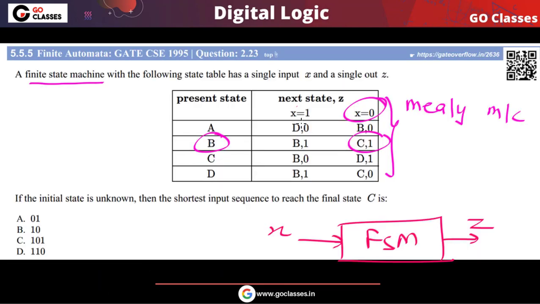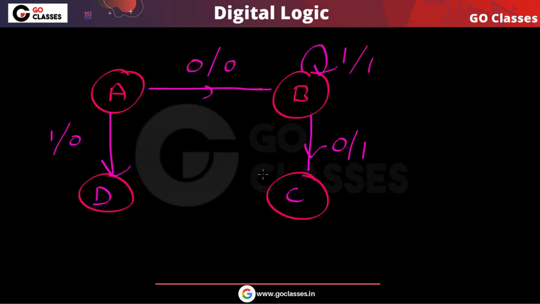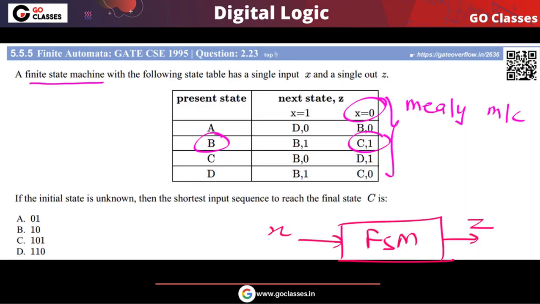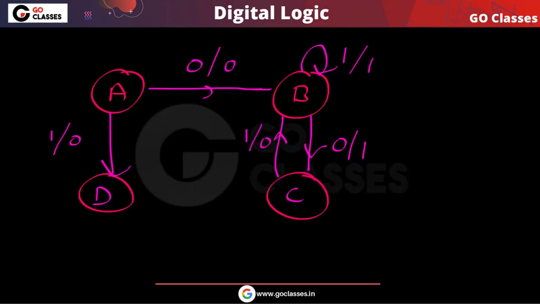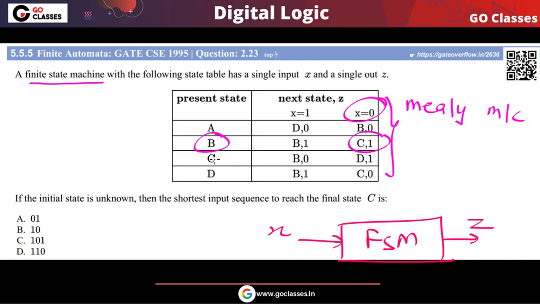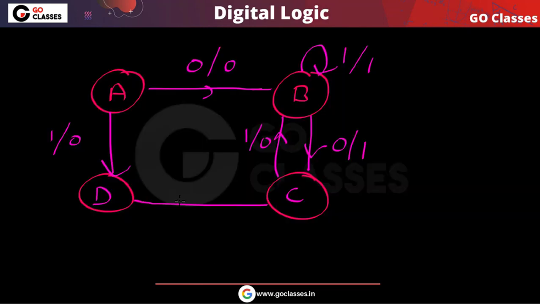In state C, if input is 1, then you will go to state B. Okay, so you can notice in this, if the input is 1, then what you will do? You will go to state B and the output will be 0. Here you will print output 0. Similarly, in this state C, if the input is 0, then you will go to D, and output will be 1. So you will go to D. If the input is 0, output will be 1.